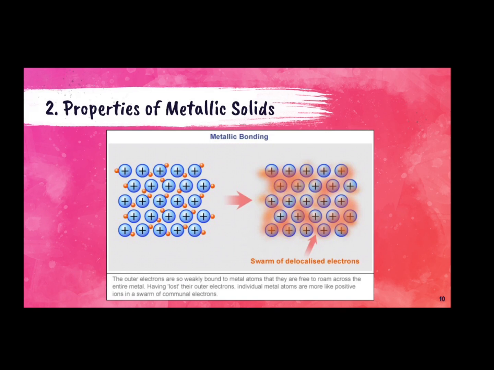Here's another picture just to show you what those electrons are doing. The outer electrons are weakly bound to the metal atoms so that they're free to roam across the entire metal. Having lost their outer electrons, individual metal atoms are more like positive ions with just lots of electrons floating around.